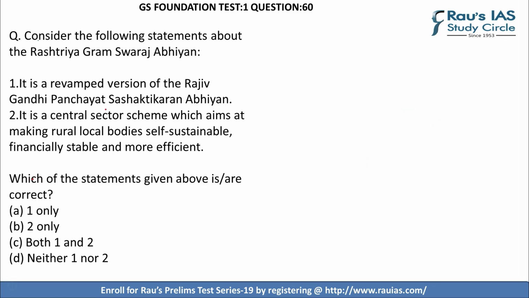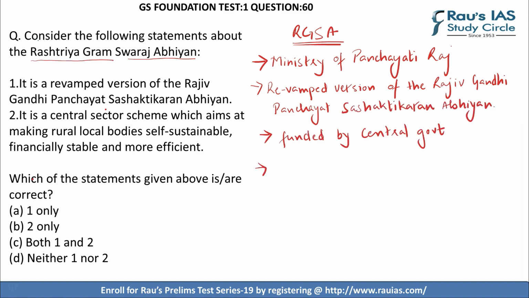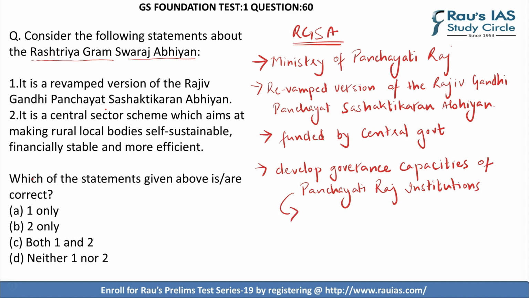Question number 60 has been asked in reference to the Rashtriya Gram Swaraj Abhiyan. This scheme is important because it was recently launched by the Prime Minister of India on the occasion of National Panchayati Raj Day, which is celebrated on the 24th of April. Now, the RGSA is the flagship scheme of the Ministry of Panchayati Raj. The scheme is a revamped version of the Rajiv Gandhi Panchayat Sashaktikaran Abhiyan. The scheme is funded by the central government and it aims to develop the governance capacity of the Panchayati Raj institutions so that they can deliver on the Sustainable Development Goals of the United Nations. This scheme shall extend to all states and union territories in India.